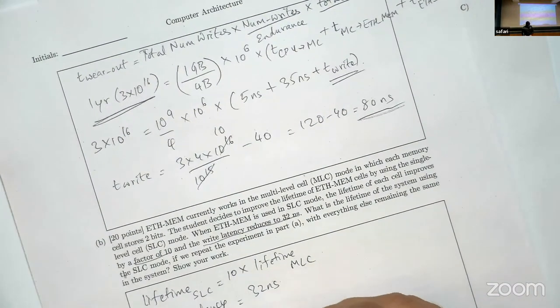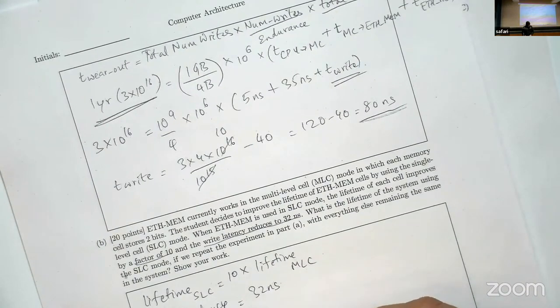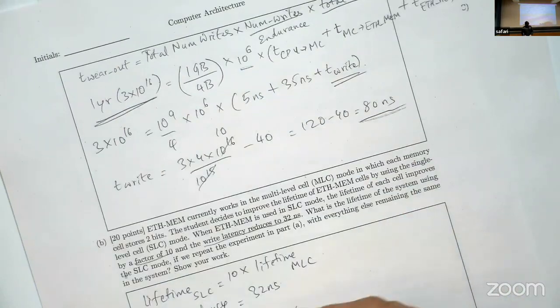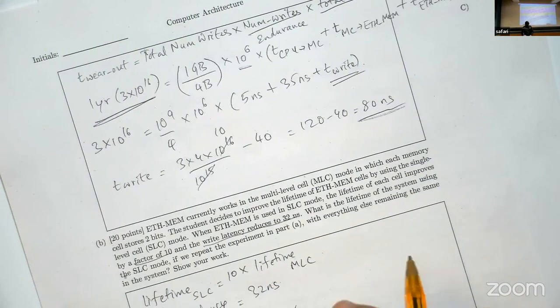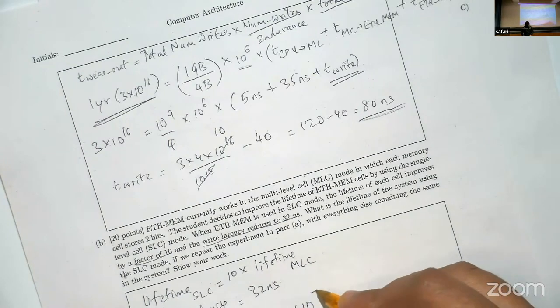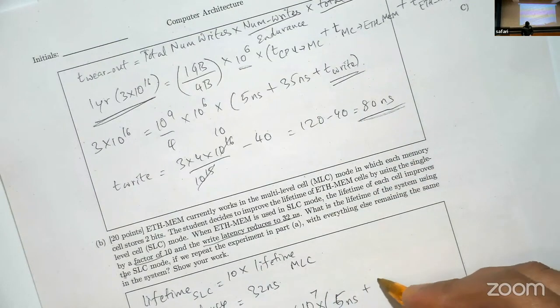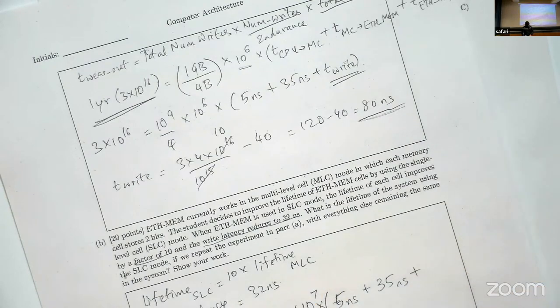So it reduces to half. So now what was 1 GB will become 1 GB by 2. And you still have the 4-byte granularity and the lifetime or the endurance. So that increases by 10 times, which means that it becomes 10 to the power 7. And then you basically have the same values for the CPU to memory controller transfer and the memory controller to ETH-mem. And then we also know the write latency of the SLC device, which is 32.